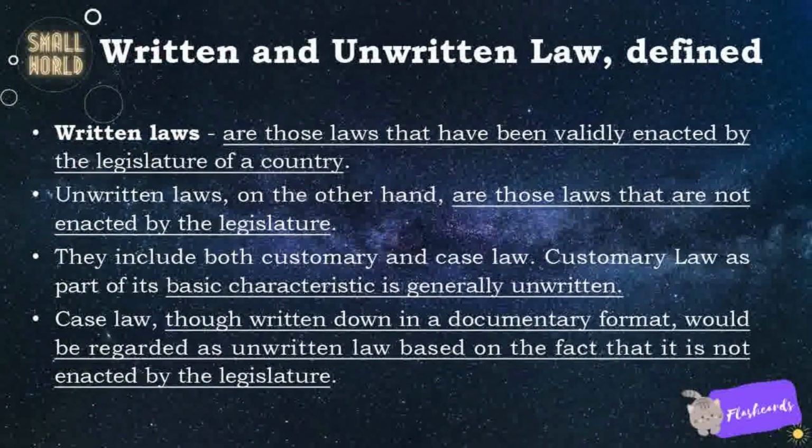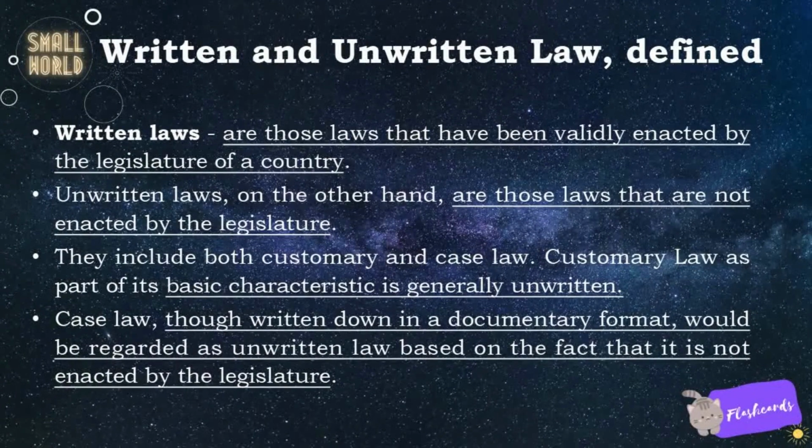Written and unwritten law, defined. Written laws are those laws that have been validly enacted by the legislature of a country. Unwritten laws, on the other hand, are those laws that are not enacted by the legislature. They include both customary and case law.